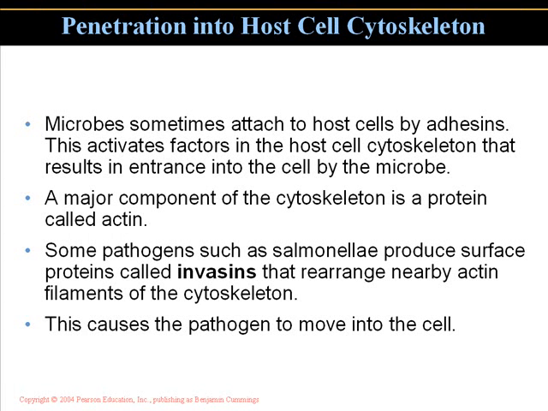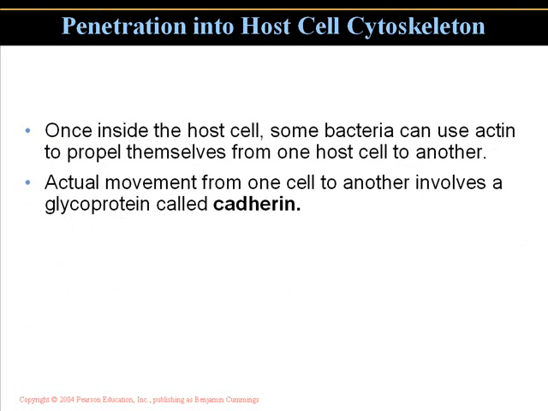Microbes sometimes can attach to the host cell by adhesins. This activates factors in the host cells in the cytoskeleton, which result in the entry into the cells by microbes. A major component of the cytoskeleton is proteins called actin. Some pathogens, such as Salmonella, produce surface proteins called invasins. These rearrange nearby filaments in the cytoskeleton. This causes the pathogens to move into the cells. Once inside the host cell, some bacteria can use actin to propel them from one host cell to another. Actual movement from one cell to another involves a glycoprotein called cadherin.